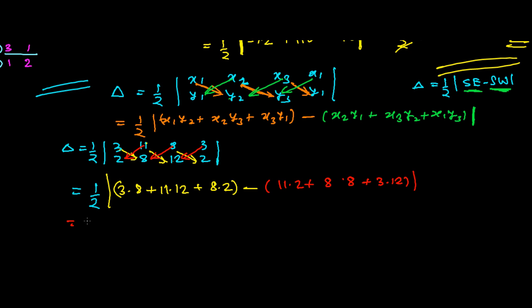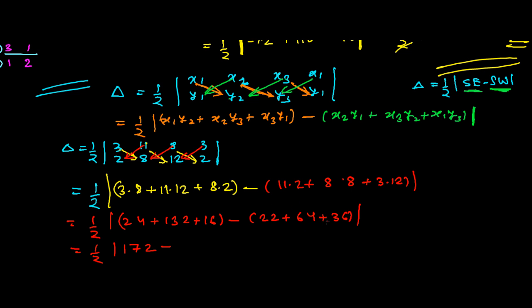Now let's add. 3 times 8 is 24, 11 times 12 is 132, and 8 into 2 is 16. Minus, now 11 times 2 is 22, 8 times 8 is 64, and 3 times 12 is 36. So 1 by 2, now add this: it is going to be 172, minus 122. 1 by 2 of 172 minus 122, that will be 50.